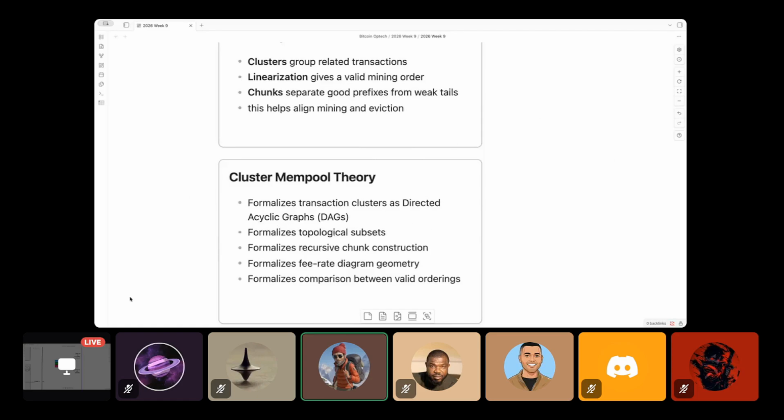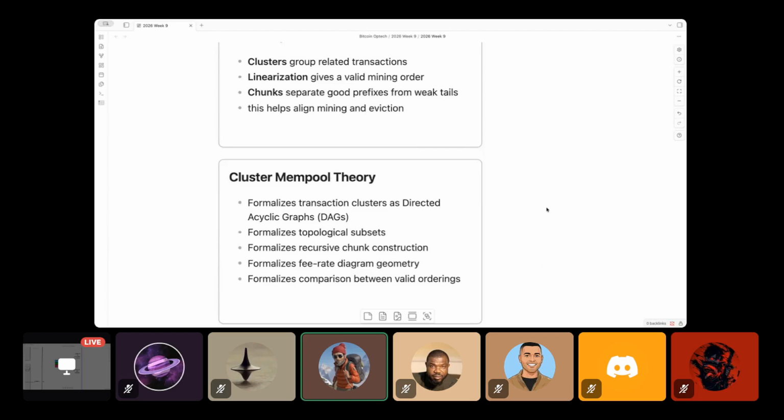Then once you define a cluster, how do you create topological subsets out of it? For that, topological subset math is used. And then how do you construct chunks recursively, because transactions keep coming in and going out constantly? The mempool is in constant flux. So there are mathematical constructs used to construct these chunks. Then you draw the fee rate diagram geometry. That is also quite involved stuff.